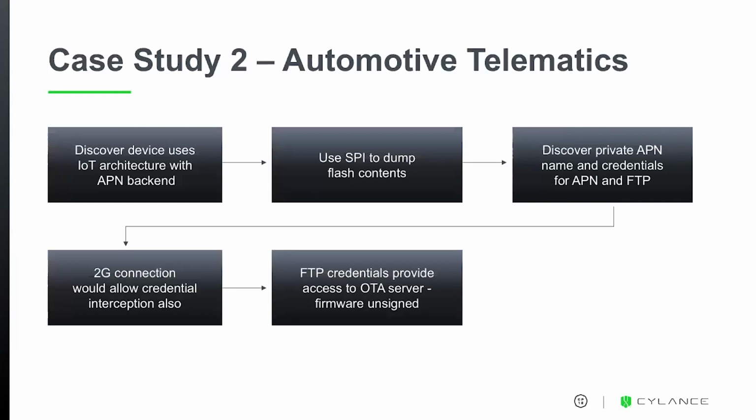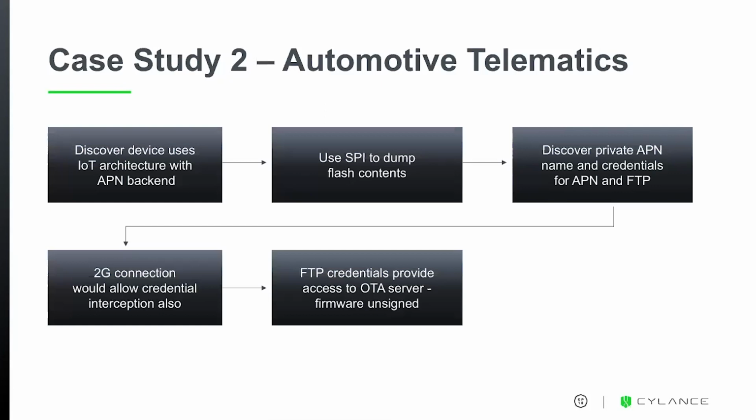Once we were there, we went to the FTP server, and the FTP credentials got us access. And what we found there was that this was the server that the device used for its over-the-air updates. So it was doing over-the-air updates over FTP, which is bad in and of itself, in that it's plain text communication. But what we also found was that the firmware was unsigned. Unsigned firmware means it's not cryptographically signed, and it can't be verified by the device.